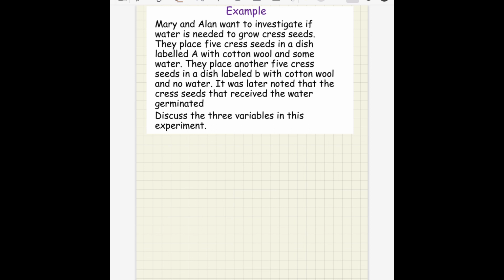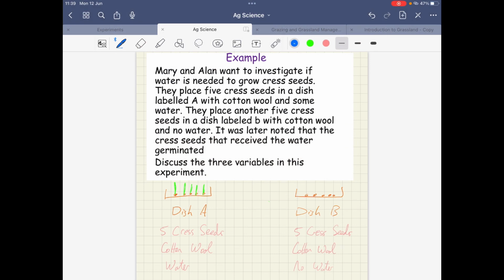So in this example here, Mary and Alan want to investigate if water is needed to grow cress seeds. They place 5 cress seeds in a dish labelled A with cotton wool and some water. They place another 5 cress seeds in a dish labelled B with cotton wool and no water. It was later noted that the cress seeds that received the water germinated. Discuss the 3 variables in this experiment. Right, so we just write out here what we have in our blurb. Dish A has 5 cress seeds, cotton wool and water, and dish B has 5 cress seeds, cotton wool and no water. And we were told that the cress seeds that were watered germinated.